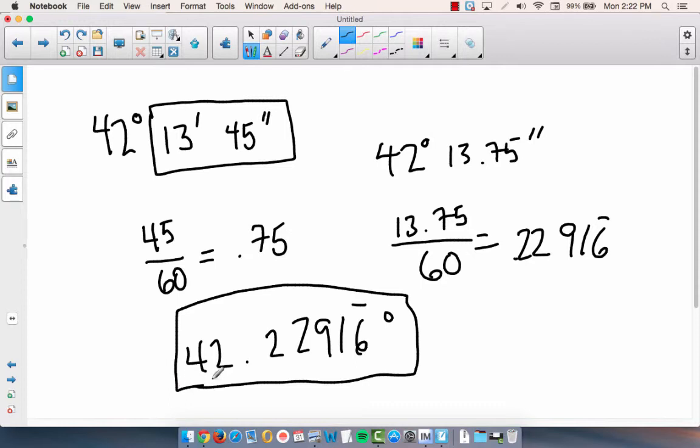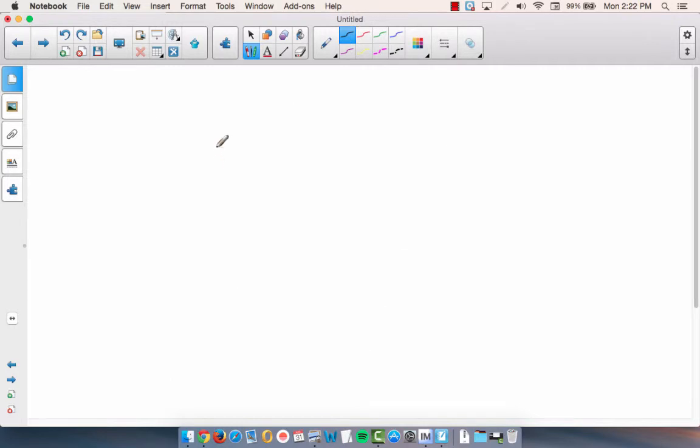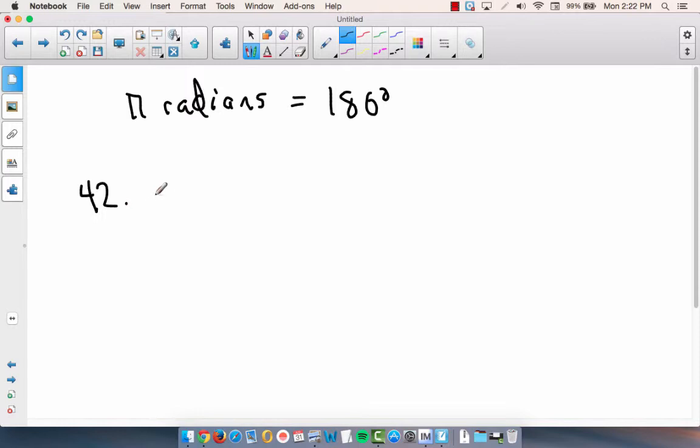To convert that into radians, we need our conversion factor: pi radians equals 180 degrees. So here I have my 42.22916 repeating degrees, and I am going to multiply by something to change this into radians. If you've taken chemistry, you know this factor label method. You've studied this in algebra.